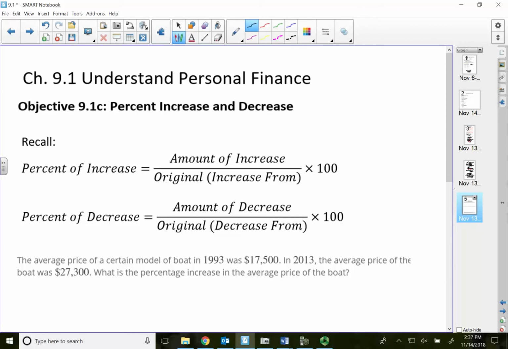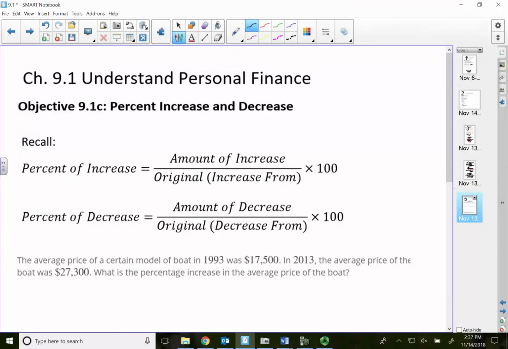Back to section 9.1 of Math 155. In this lecture video, I'm going to talk to you a little bit about percent increase and percent decrease. So I got this formula, something called the percentage increase.